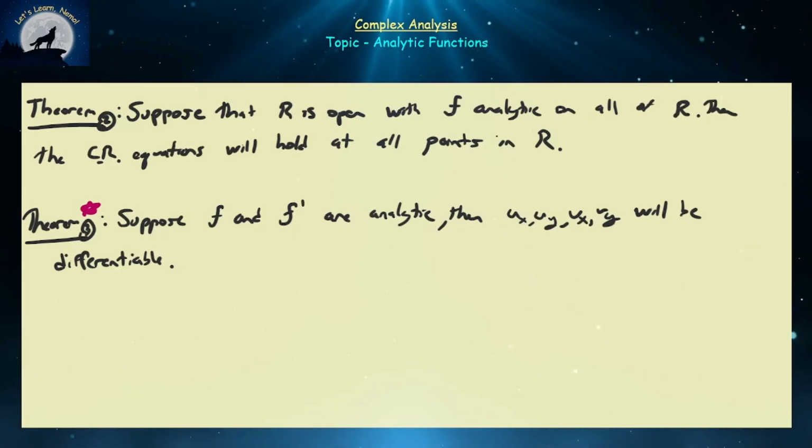The next theorem that I want to mention should be quite straightforward. Suppose that R is an open set, and let's assume that f is analytic on all of R. Then the Cauchy-Riemann equations will also hold at all points in R. And why is that going to be the case?